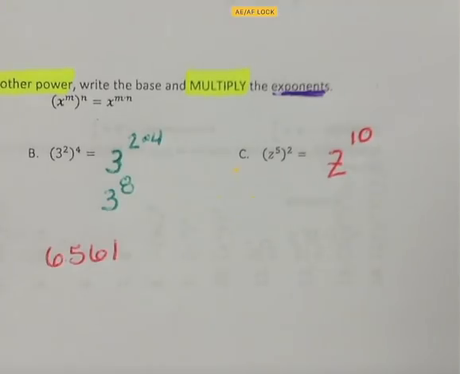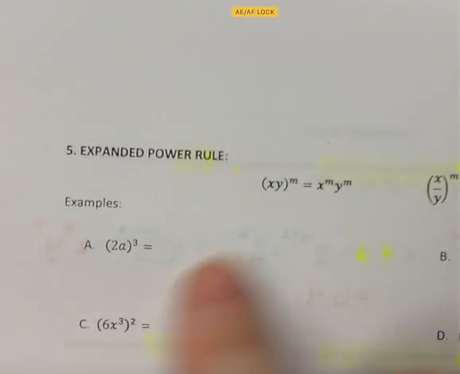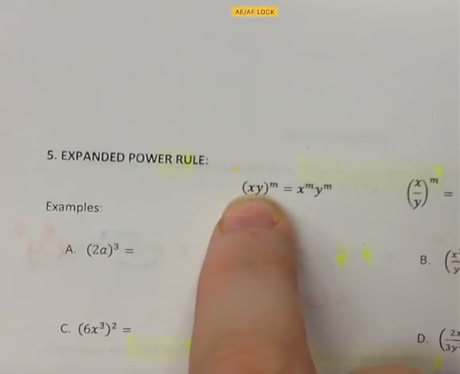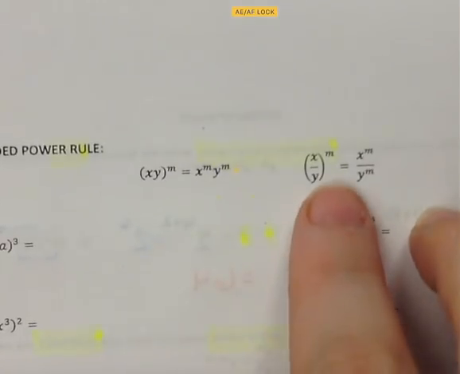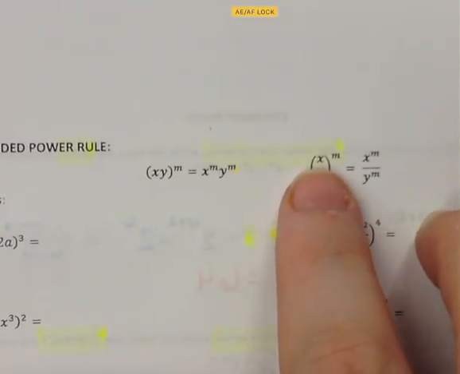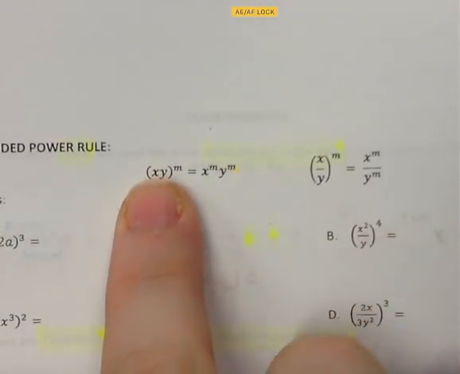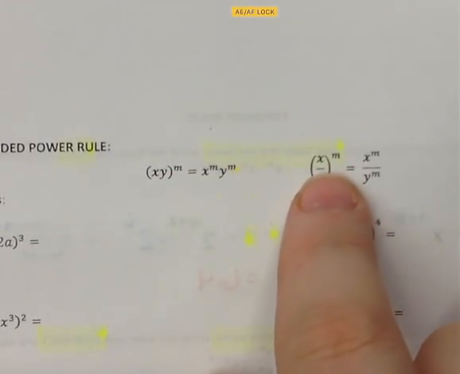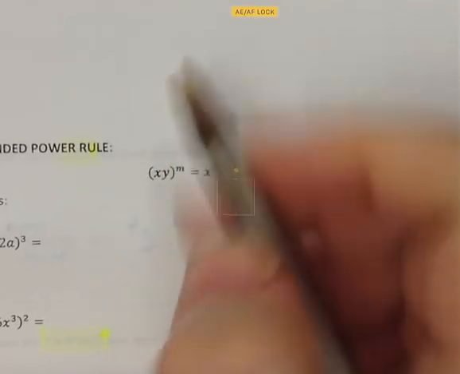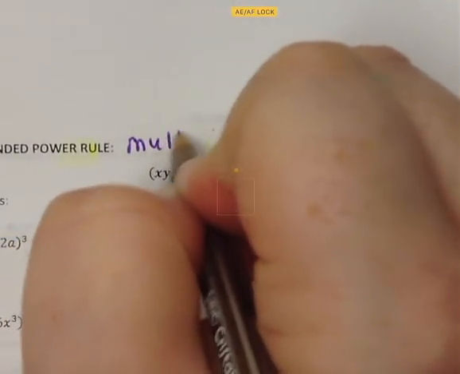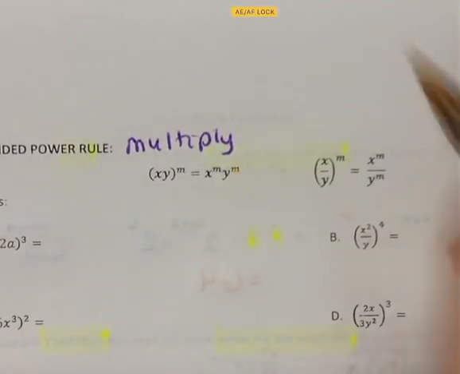Now the next rule is just the expanded power rule. That's when we have multiple bases. But again, we only have one specific letter of each base. So like here we have x and y. We still only have x raised one time. We only have y one time. But we also have it for division as well. We have it when x and y are multiplied together and when x and y are divided by each other. So what we have to do is make sure we multiply all exponents.